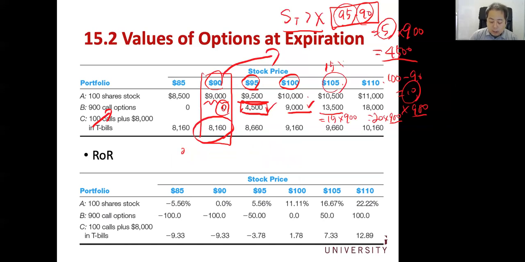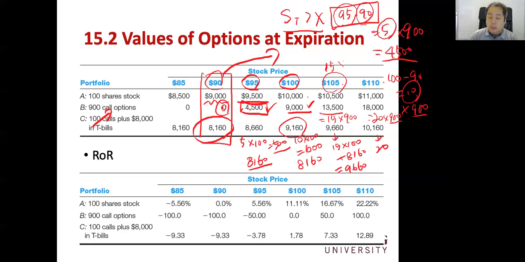Finally, the option plus T-bill. At 95, you have a $5 payoff from the option, and you have 100 options. So 500 comes from the option, and 8,160 comes from the T-bill investment. Same thing at 100: $10 times 100, which is the option payoff times the number of options, is 1,000, plus 8,160, so 9,160 is the value of the strategy.